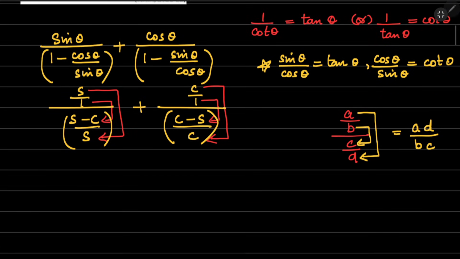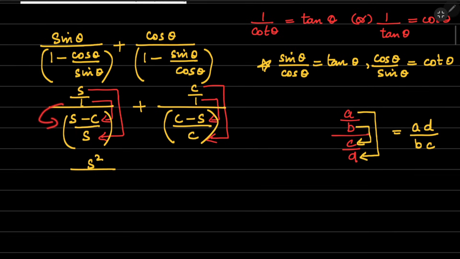So what is sine into sine? It is sine square divided by 1 into sine minus cos. So I am multiplying sine into sine, right? This is how the arrow goes. It's sine square. And then 1 multiplied by sine minus cos. Again, it is sine minus cos plus cos into cos, cos square divided by 1 multiplied by cos minus sine, which is cos minus sine.